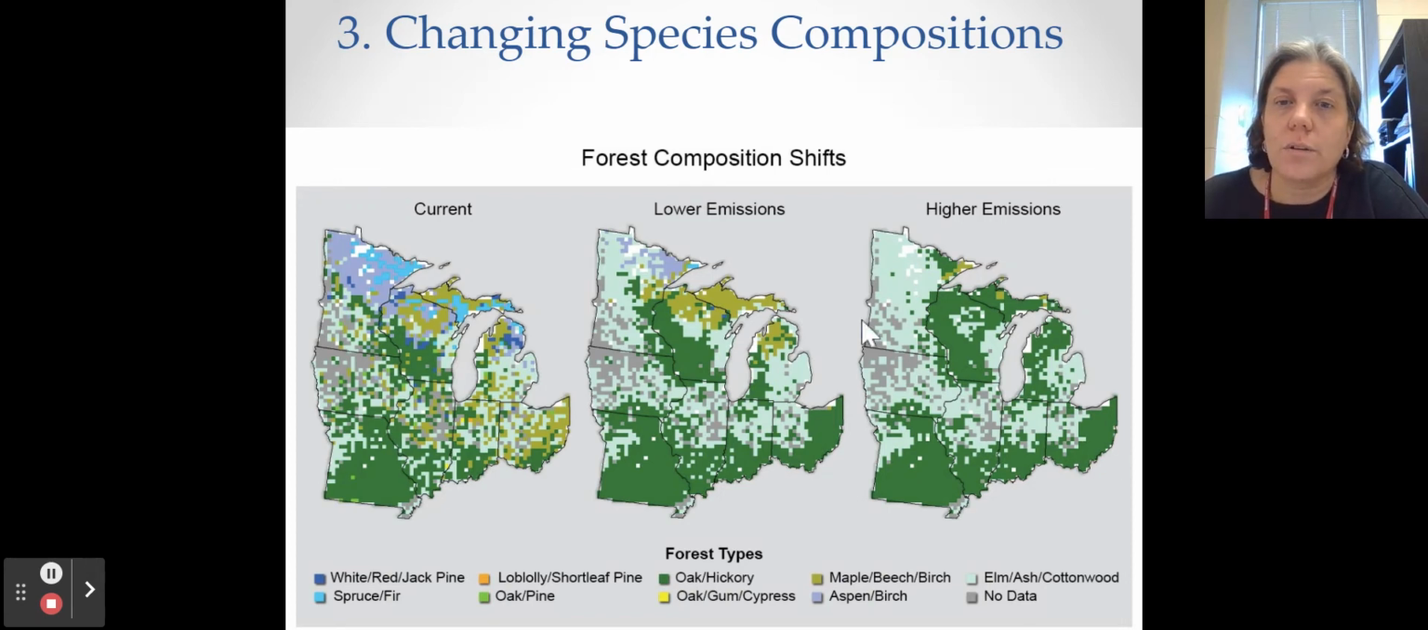and more warming. So the warming is going to knock out some of the diversity of the species here, and no longer can that spruce and fir and aspen and birch live up here. And now we've got all the same kind of trees, oak and hickory, oak and pine, elm and ash and cottonwood. It's much less diverse. So this is changing species.